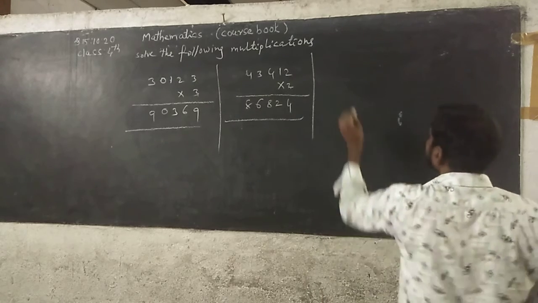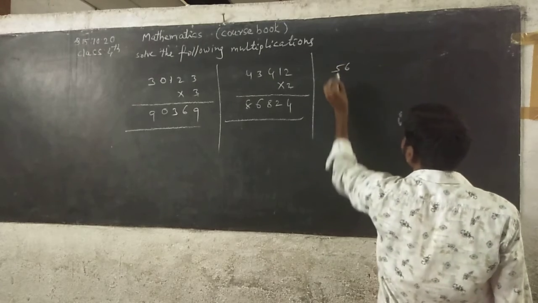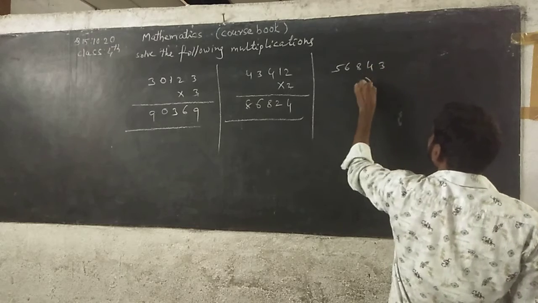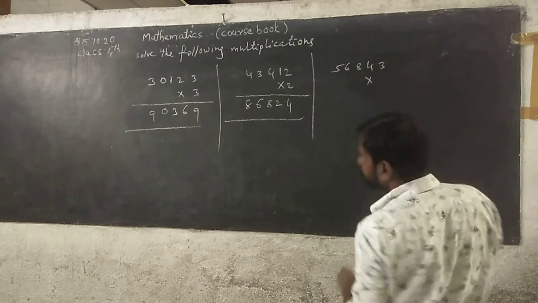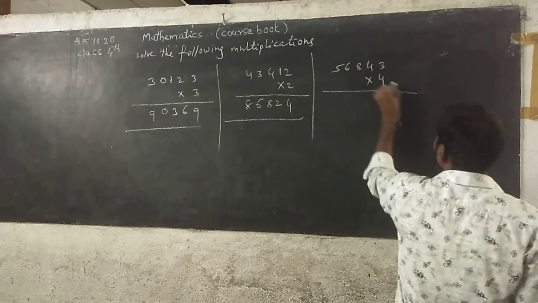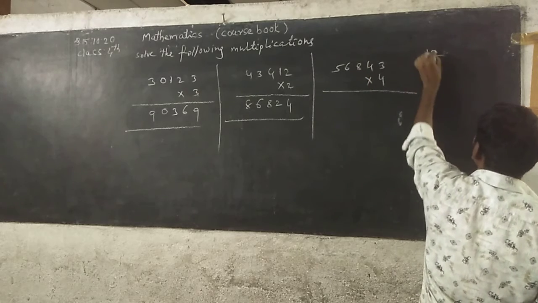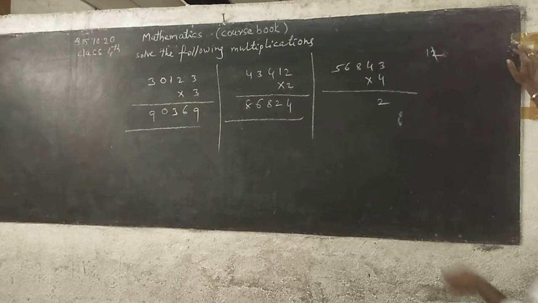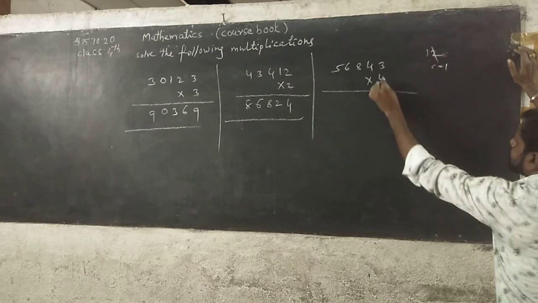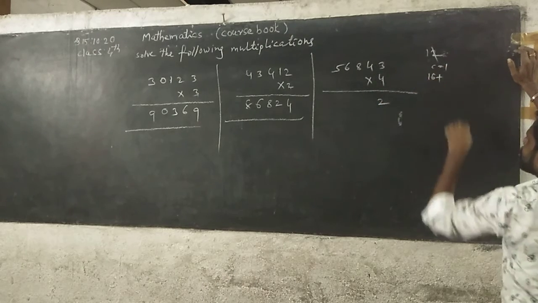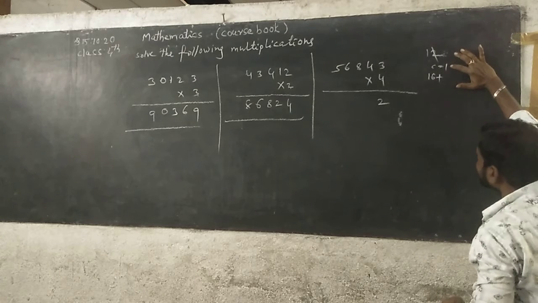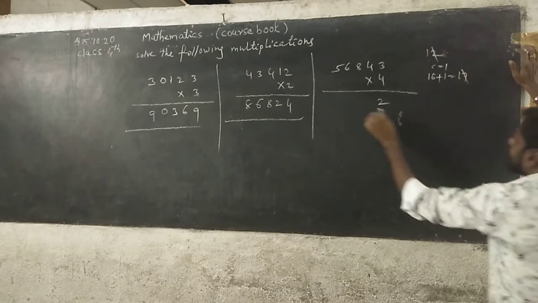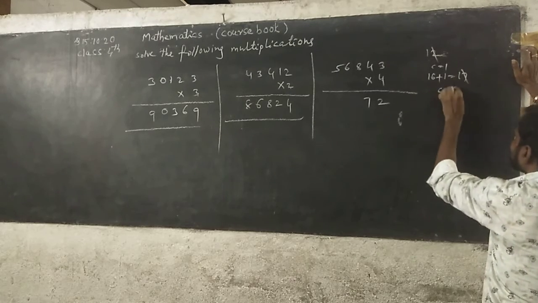Next, 56,843 multiplied with 4. Listen carefully, beta. 4 3s are 12. In it, 2 you take and write down under the ones column of the product. So here carrying 1, beta. Now next, 4 4s are 16. 1 is added to 16, you get 17. In it, 7 you write down here and carry 1.